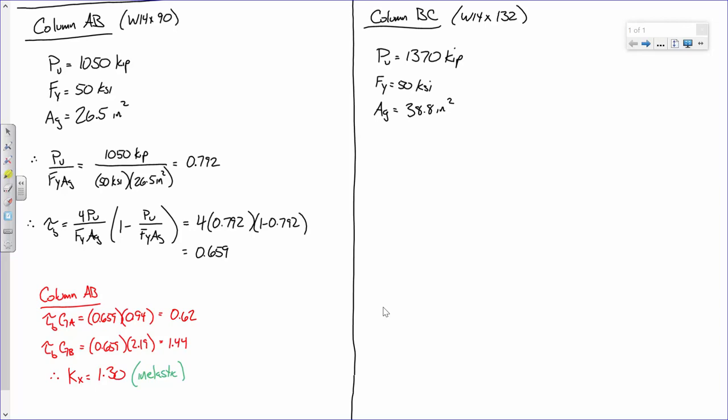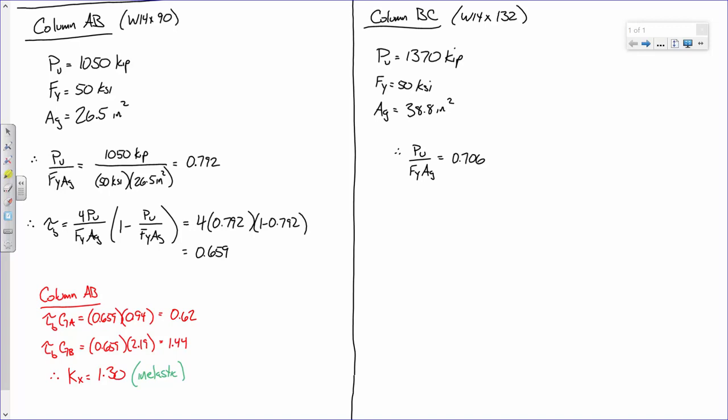So always use it. However, you got to be careful when you're using it. What do you mean by that? Let's go to column BC. Same process. PU over FYAG. So can somebody just tell me what that comes out to be? It's the same problem, just different initial values. 0.706. Do I have a second on that?